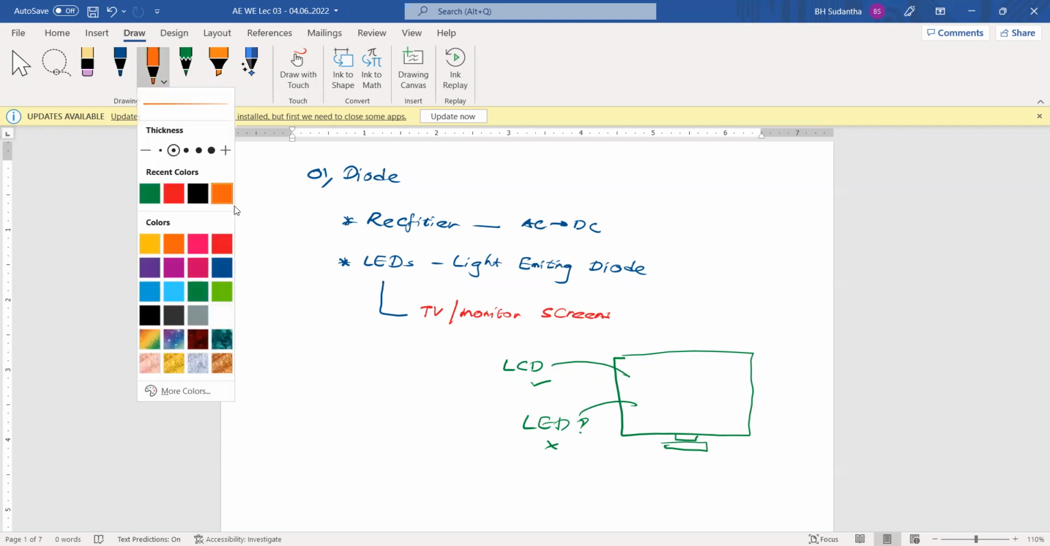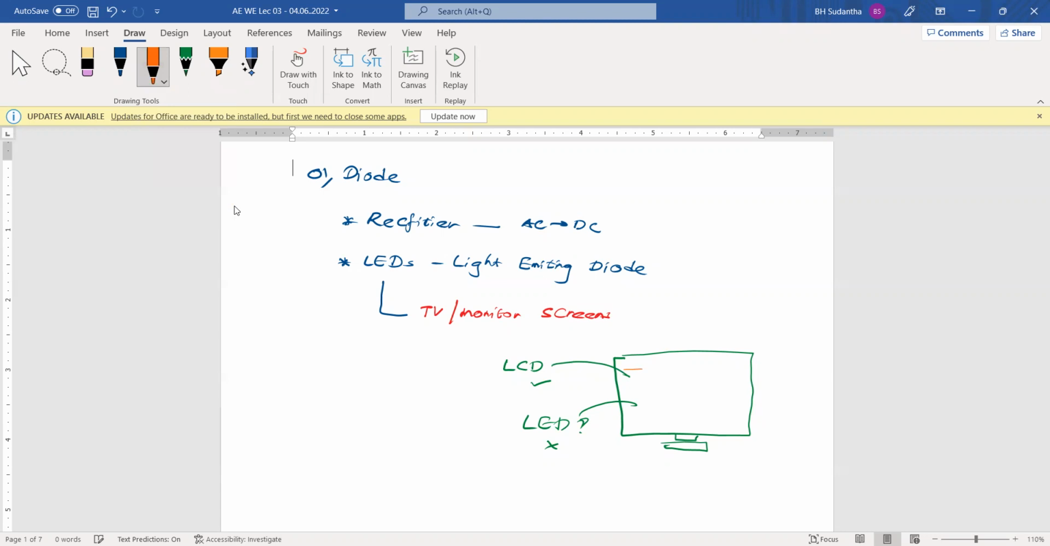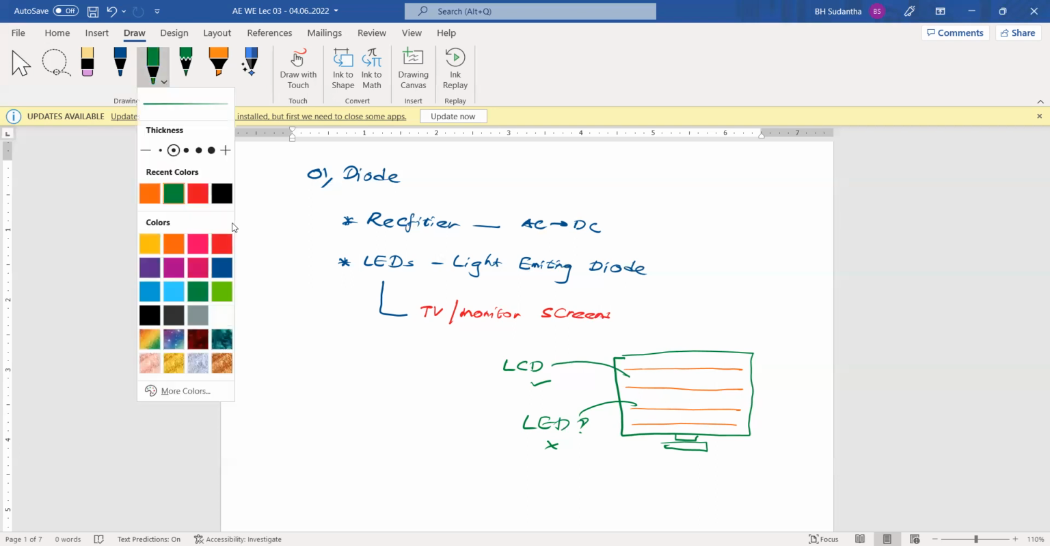Okay, to light up these screens, behind the screen, inside the monitor or TV, they have backlights. Why do we need backlights? To light up the screen. Without a backlight, you can't see anything. With these backlights, they use LEDs.